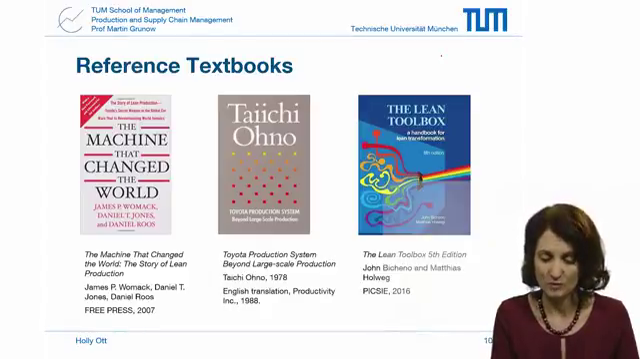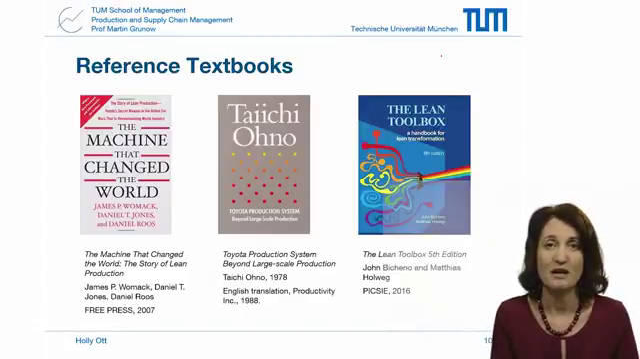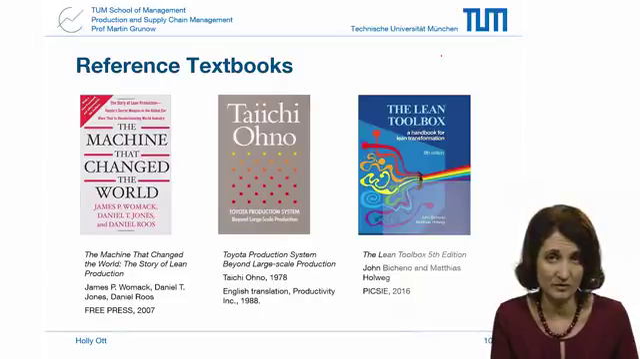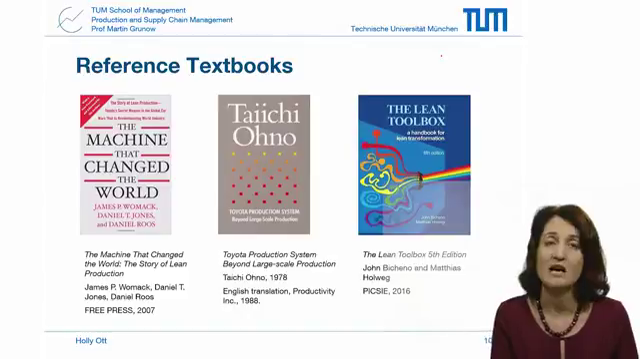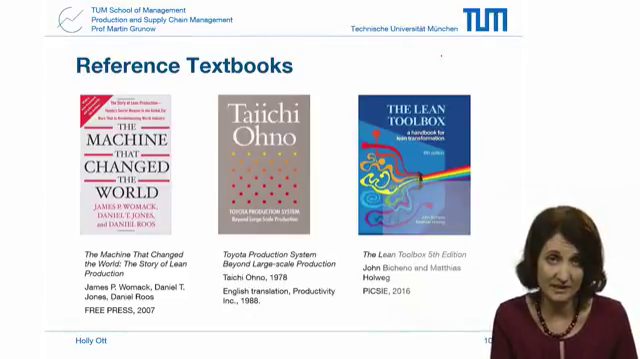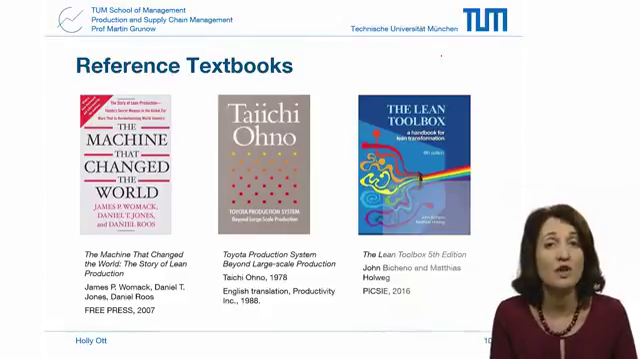The Lean Toolbook, this is the 5th edition, is a handbook. It's also used for our courses here at the Technical University of Munich and is exactly what it says. It's an extremely useful toolbook for companies undergoing a lean transformation. It covers a plethora of management and operative topics very concisely and moves even beyond the factory into the supply chain.